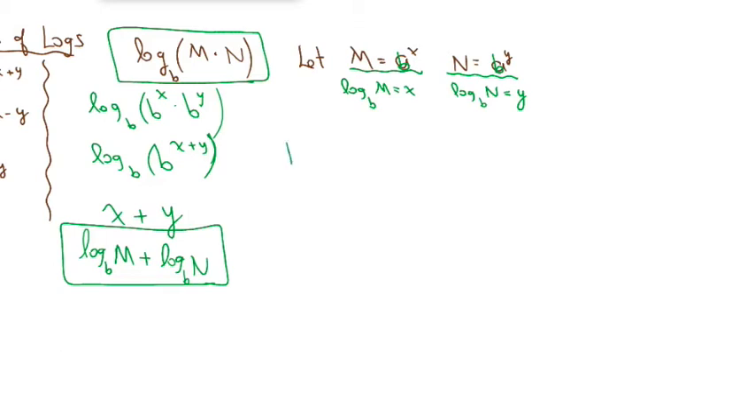So, law number one: log base b of a product. This only works for products. If there's a plus in there, you can't do this. If there's a minus in there, you can't do this. If there's division in there, you can, but you have to go through another law. This is going to equal log base b of the first one plus log base b of the second one.